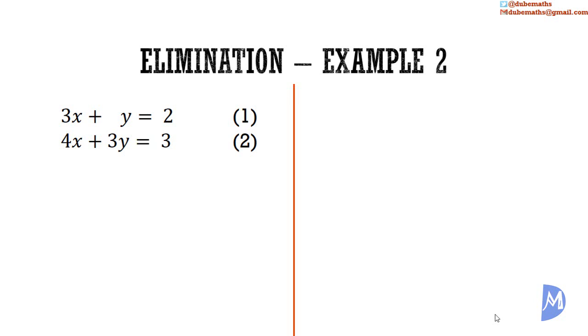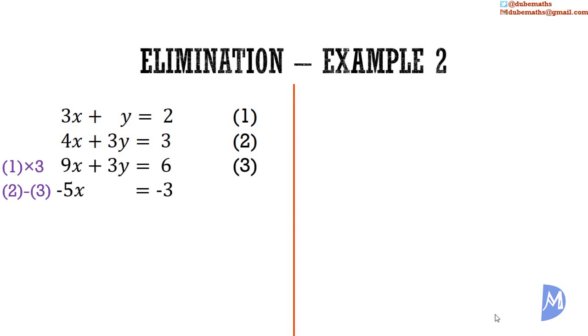Example 2. We have 3x plus y is equal to 2, and 4x plus 3y is equal to 3. The LCM of 3 and 4 is 12, but the LCM of 1 and 3, the y coefficient, is 3. So we simply have to multiply the first equation by 3 to eliminate y. Multiplying equation 1 by 3 gives 9x plus 3y is equal to 6. Subtracting equation 3 from equation 2 gives negative 5x is equal to negative 3.